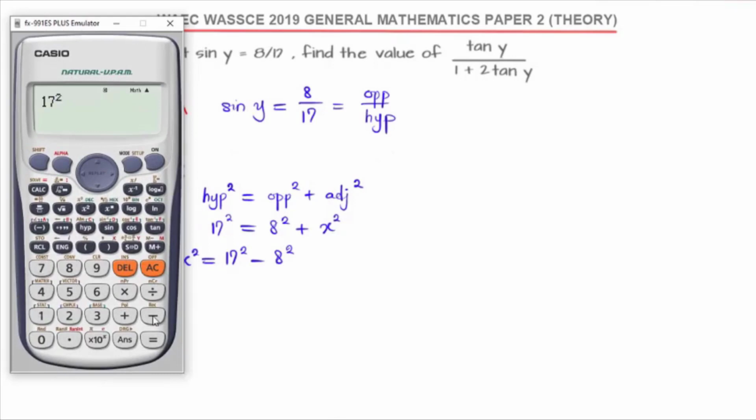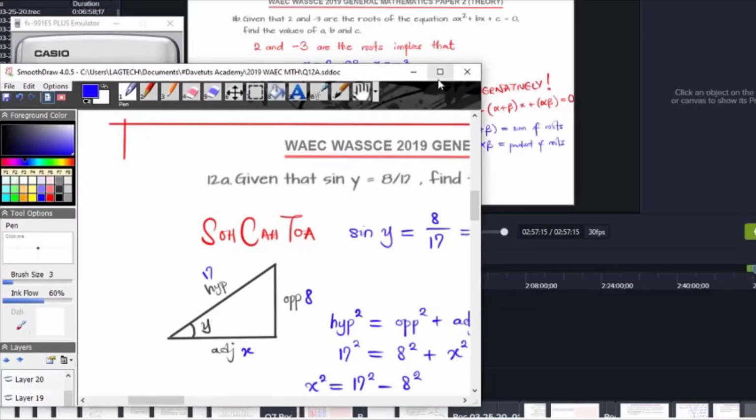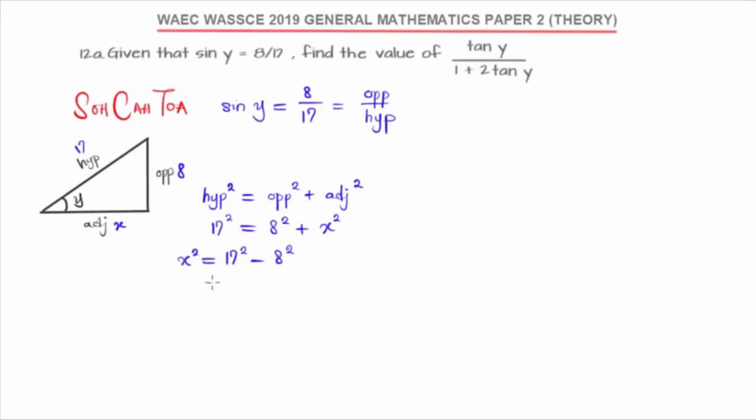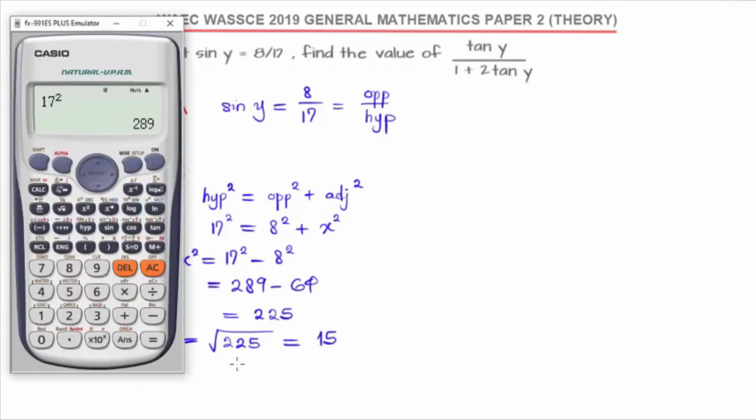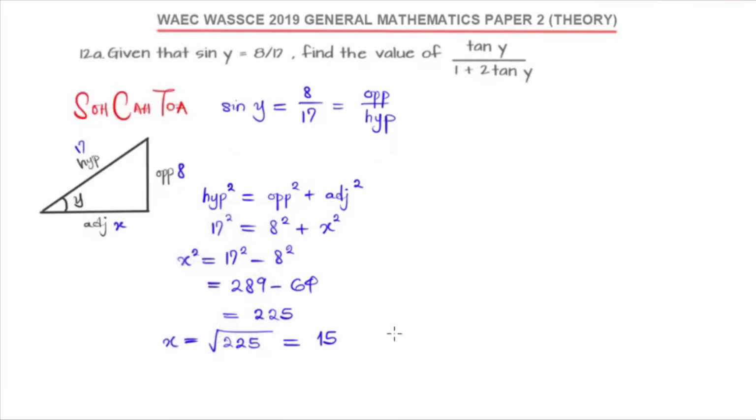If we use our calculator, 17² is 289, minus 8² which is 64. That will amount to 225. So x will be the square root of 225, and the square root of 225 is 15. You can always confirm that root 225 is 15. So now we know our adjacent to be 15. We can now go ahead and put in these values for the value that we're asked to find. We first did this by applying the Pythagoras theorem.